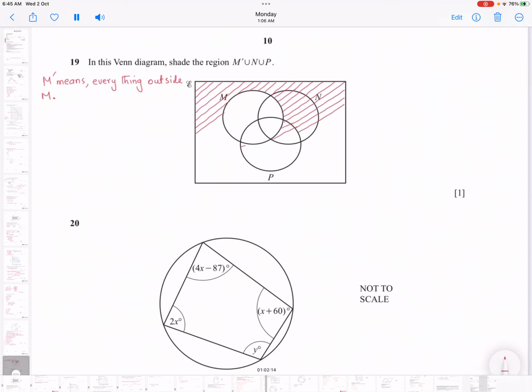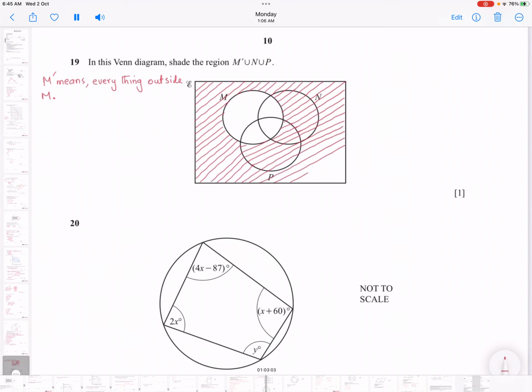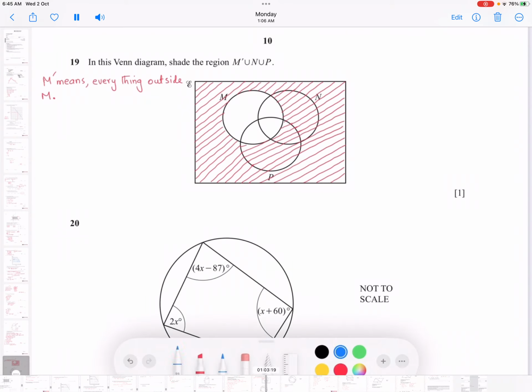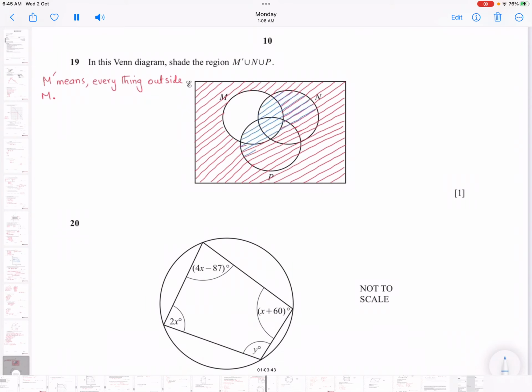Do not shade M. Everything other than M, shade it. Now N union P, so shade the whole N and the whole P. So this is a union. So this is your final shade of M complement union N union P.